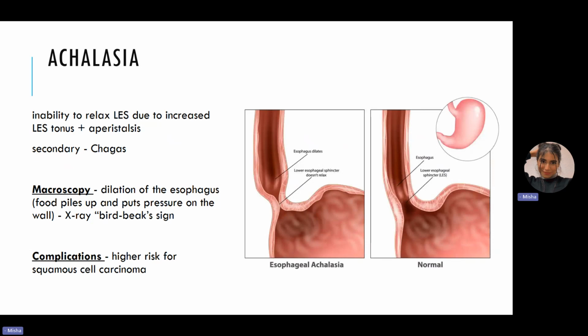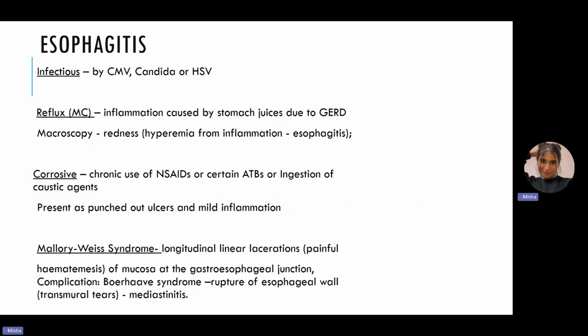So this is basically achalasia and everything that you need to remember about it, okay? So you can see it in the pictures as well, that the lower esophagus is not relaxing. So imagine you're eating food and it's just piling up in this location, right? And putting pressure on the walls. Great. So next we can move on to esophagitis.